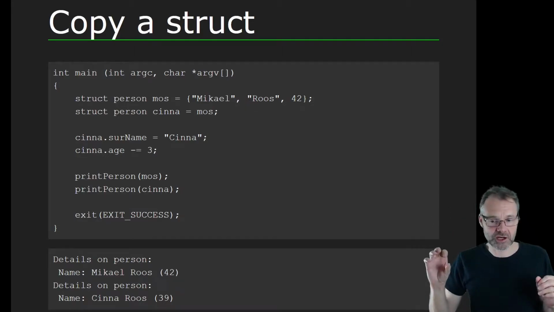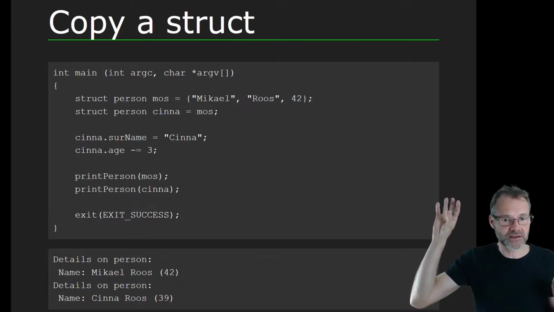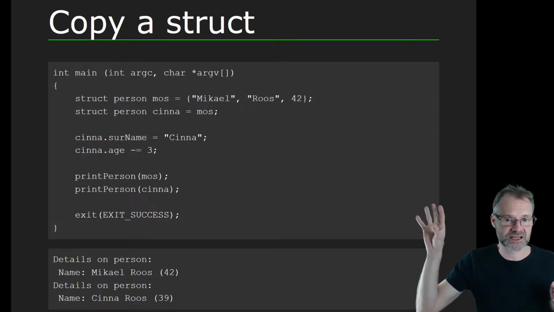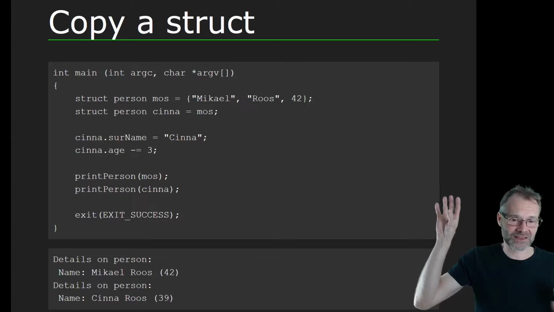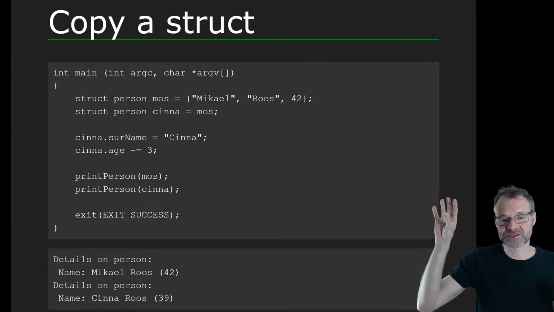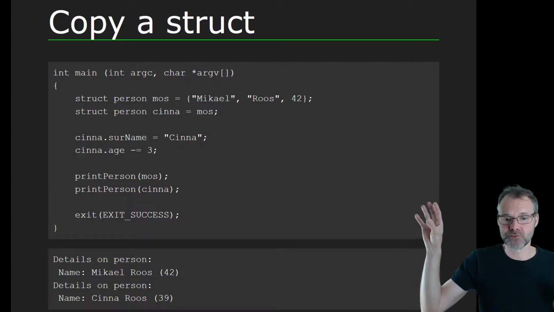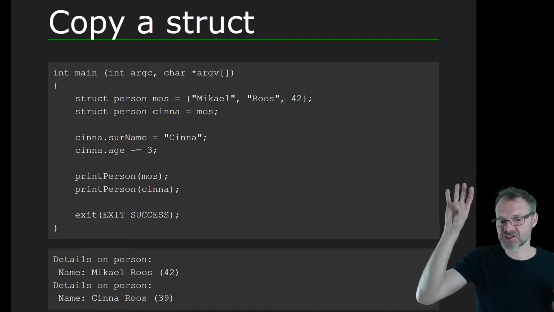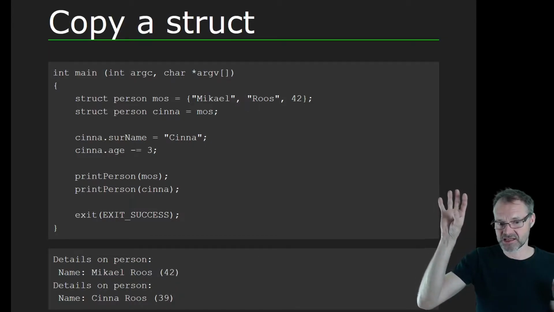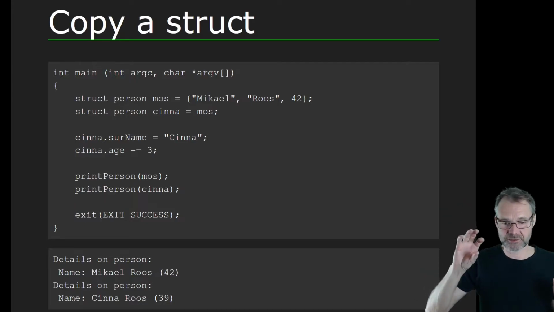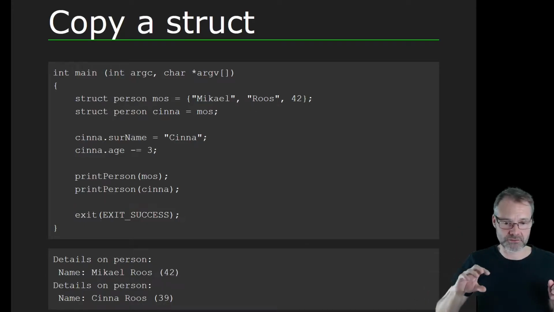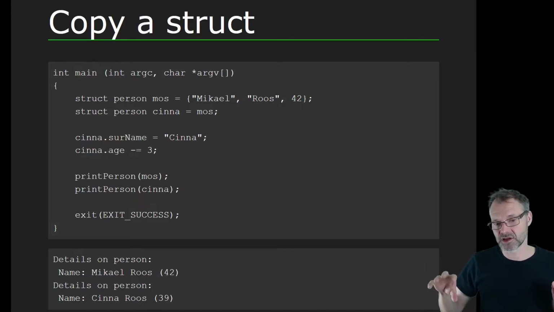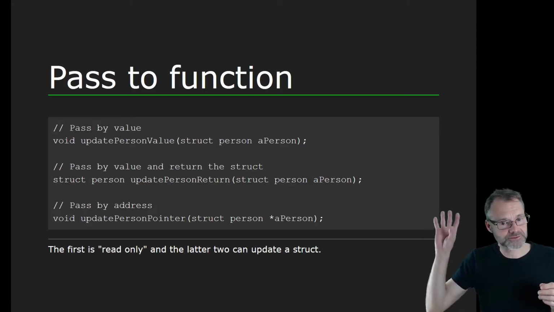This is an example of how we can copy a struct. I'm creating the first structure and initializing it at the same time, and then I'm creating another one, struct person kinna, and assigning that. So I'm taking a copy of the moose struct person and assigning it to kinna. Then I'm going to change only two things: the surname and the age. Then I'm going to print them out, and we see at the bottom Mikael Moose 42 and Kinna Moose 39 instead. That's just showing how a copy of a struct is done.